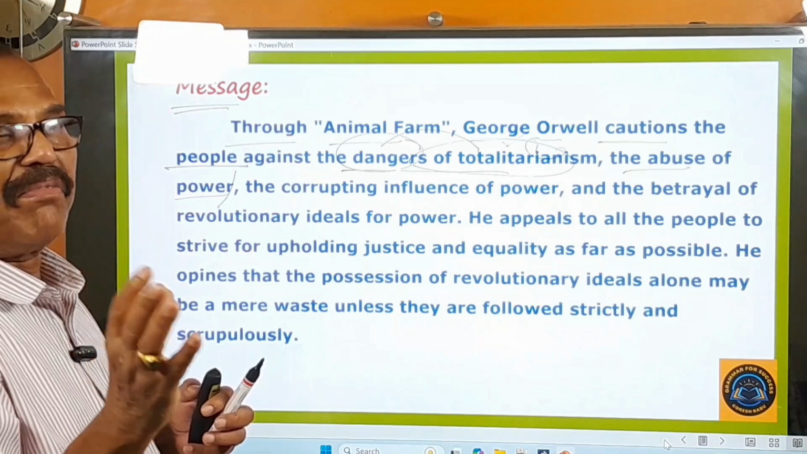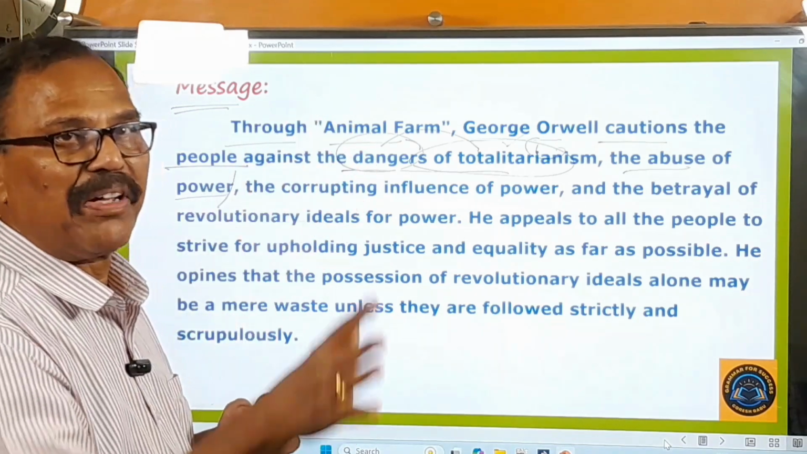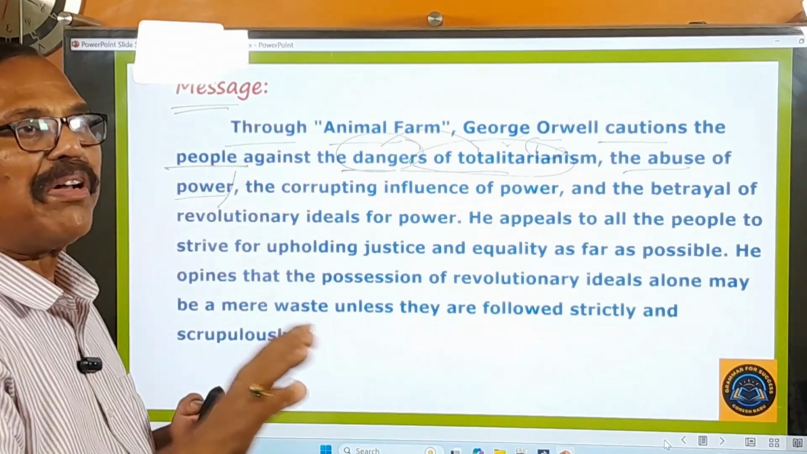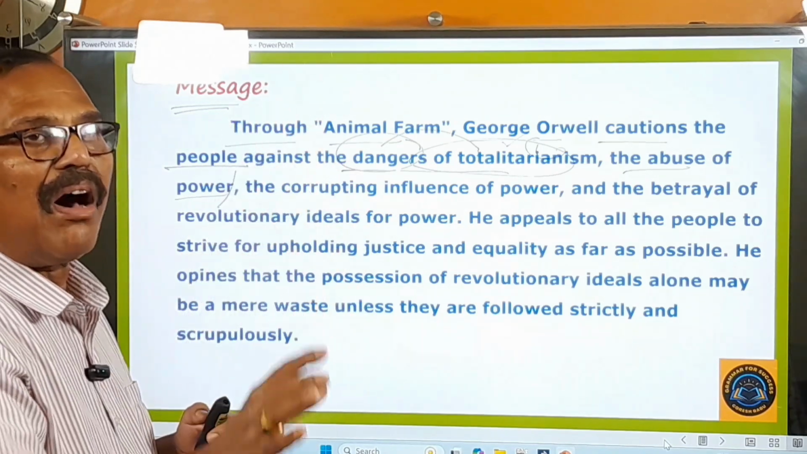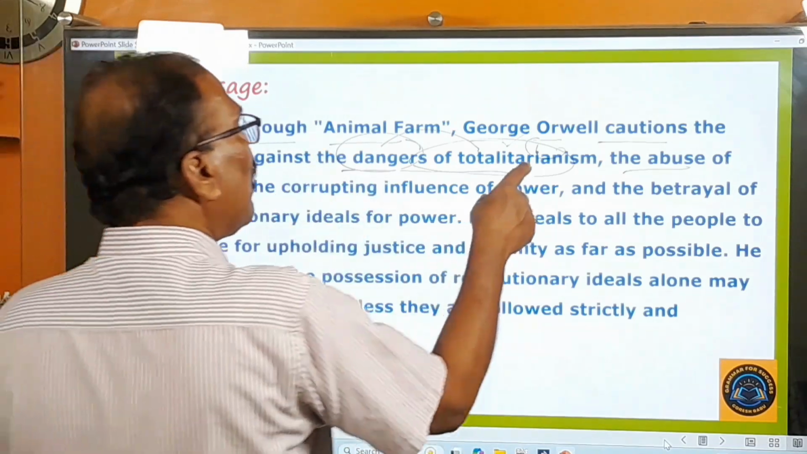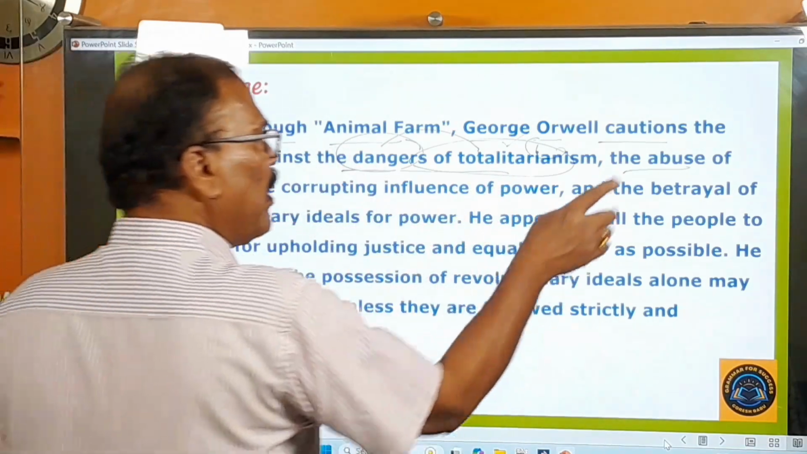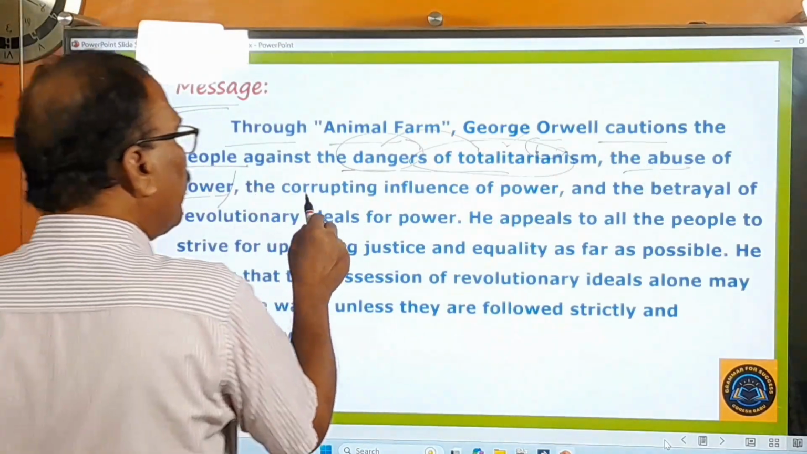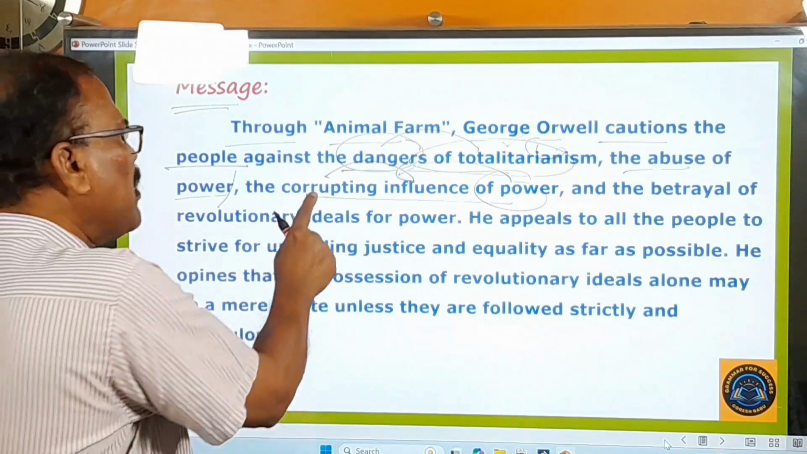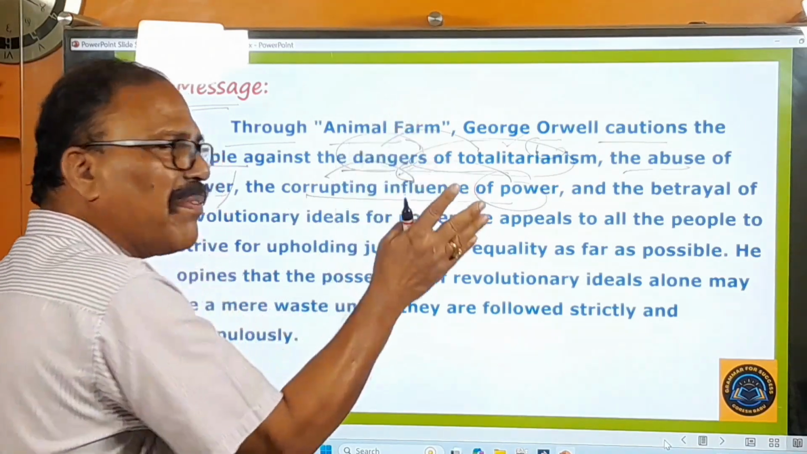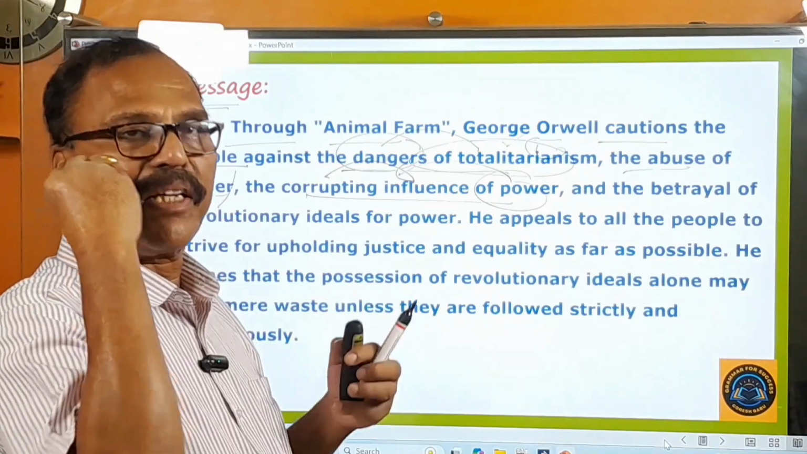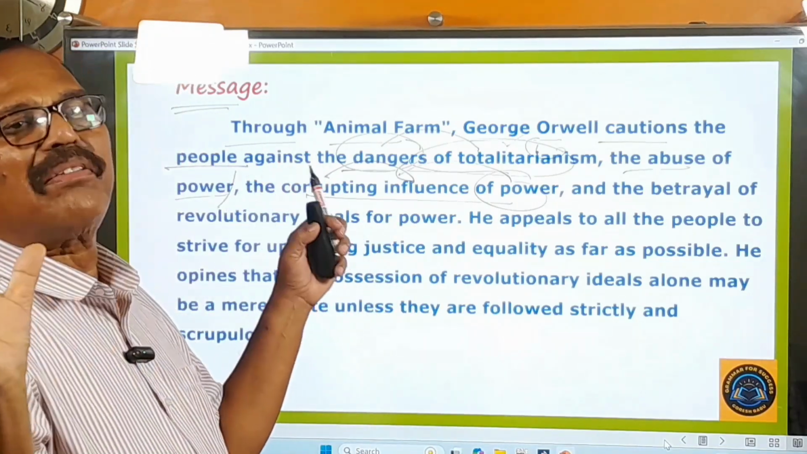Whoever is in power is sure to misuse that power. So in the government, the political leaders are most likely to misuse their power. Therefore, in a totalitarian government, you can find the abuse of power and the corrupting influence of power. Corrupting means a spoiling effect. Power is really powerful. Whoever has power is the king, the monarch, that's all.